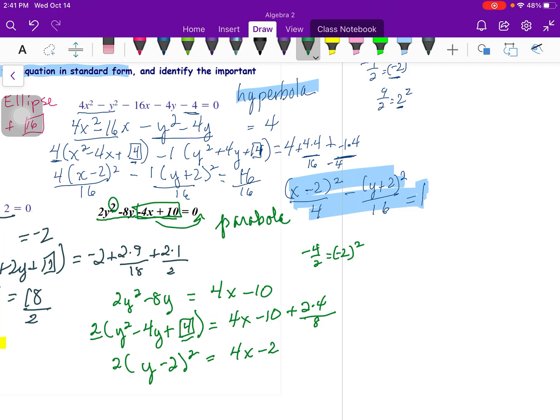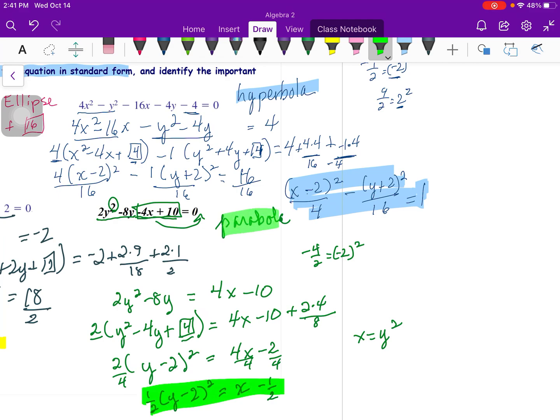All right. So our parabolas, this is an x equals y squared parabola. So I want this to just read x. So I must divide everything by 4. So this gives me 1/2 y minus 2 squared equals x minus 1/2. And there I have my parabola.